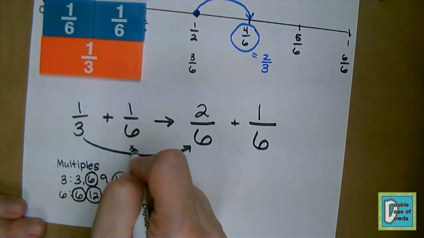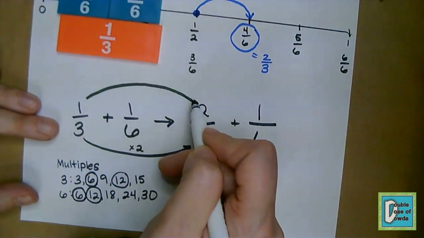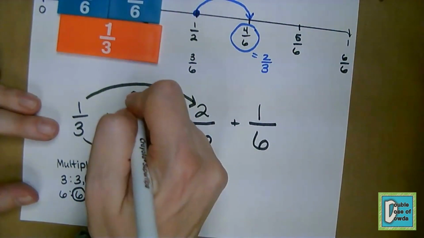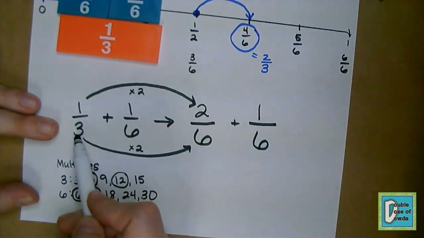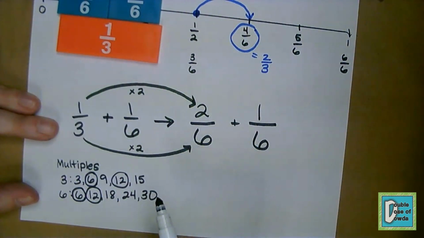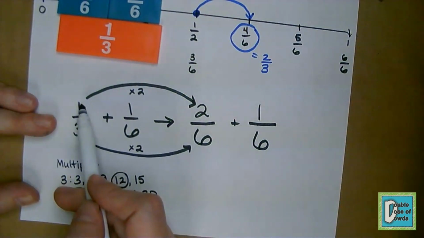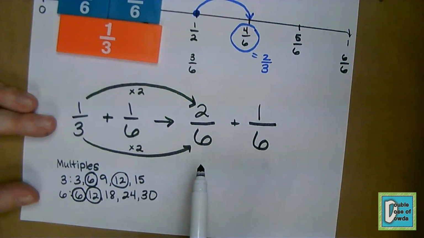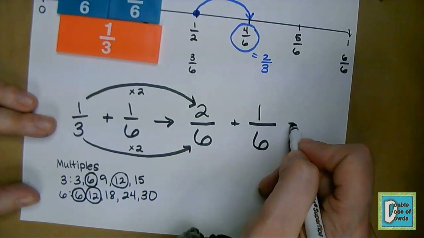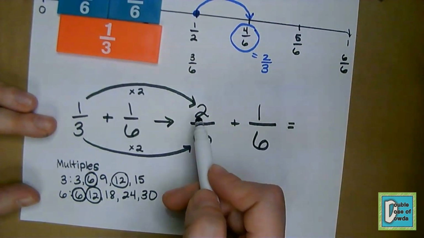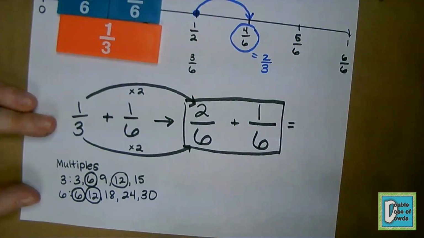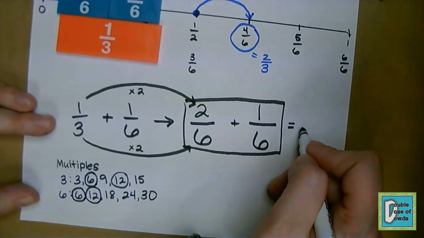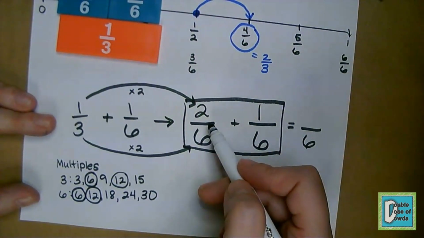Now, in this conversation, what I talk to kids about is how we're doing equivalent fractions. So 3 times 2 is 6. Whatever you do to one, you have to do the same thing to the other. We have 2/6 because we multiplied the numerator and the denominator by 2. Now, what do we have? We have fractions with like denominators. And we know exactly what to do with fractions with like denominators. We leave the denominator the same, and we just add the numerators.